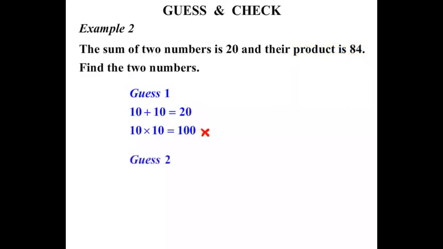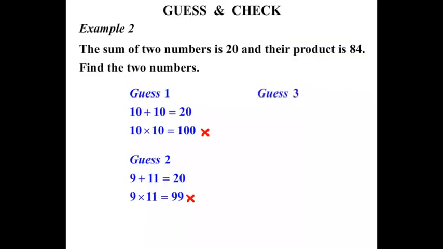Our second guess, what about two numbers that add to 20? What about 9 and 11? Okay, 9 plus 11 equals 20. Now their product is 84. Well, let's see the product of these. What's 9 times 11? Well, 9 11s are 99. We need to get 84. So, we didn't get much closer that time, did we?